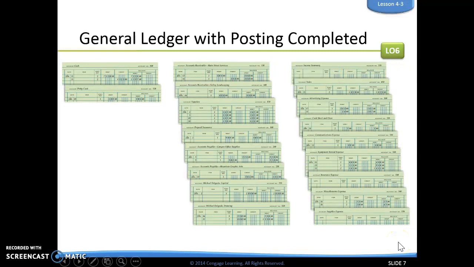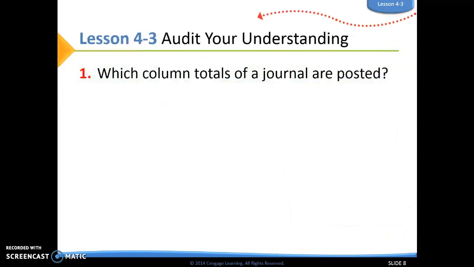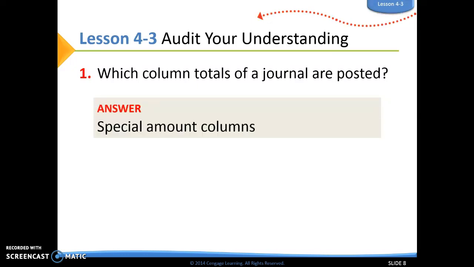All right, question number one. Which column totals of a journal are posted? So what totals do we actually post? We only post the special amount column totals. So our general debit, credit, and our debit and credit column totals, those are not posted.